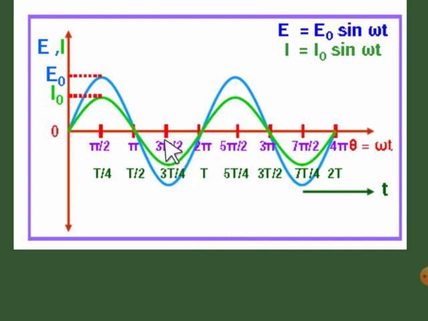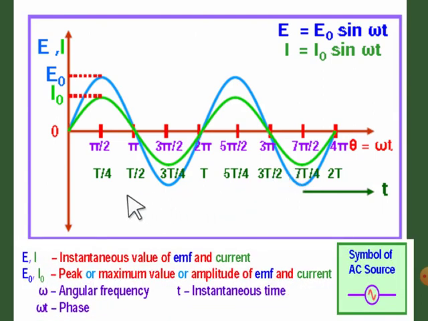Okay, then when small t is equal to capital T, the time period of oscillation, your E and I will have 0 value. So if you keep on continuing, it will again repeat the same cycle repeatedly. So this is the sine function to represent AC EMF or AC current.